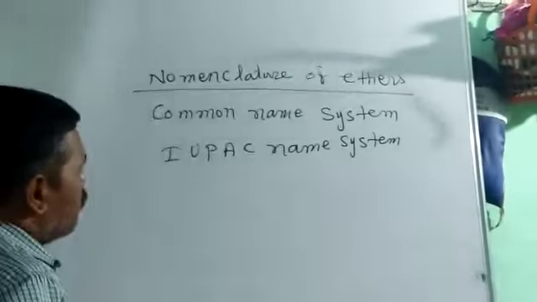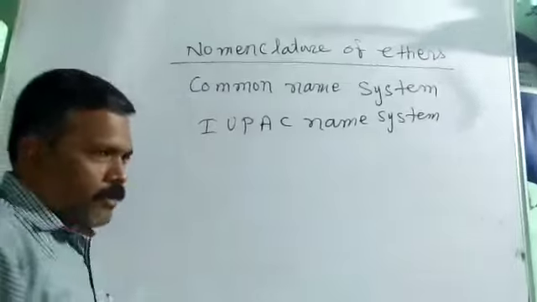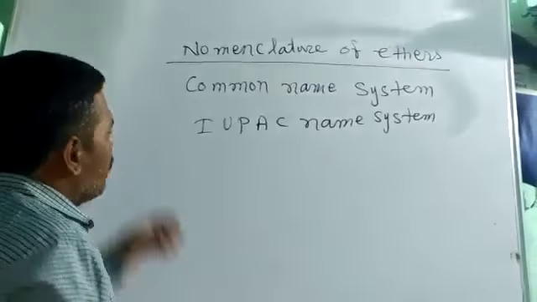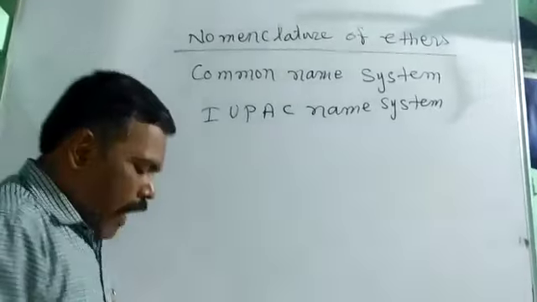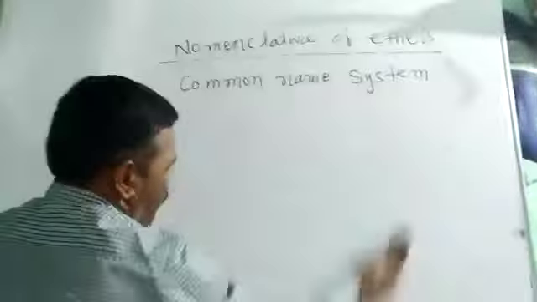Going to discuss the nomenclature of ethers. We know that for each and every organic compound there are two methods of nomenclature. One is the common name system and another is the IUPAC name system. Now we discuss in detail the common name system with respect to ethers.